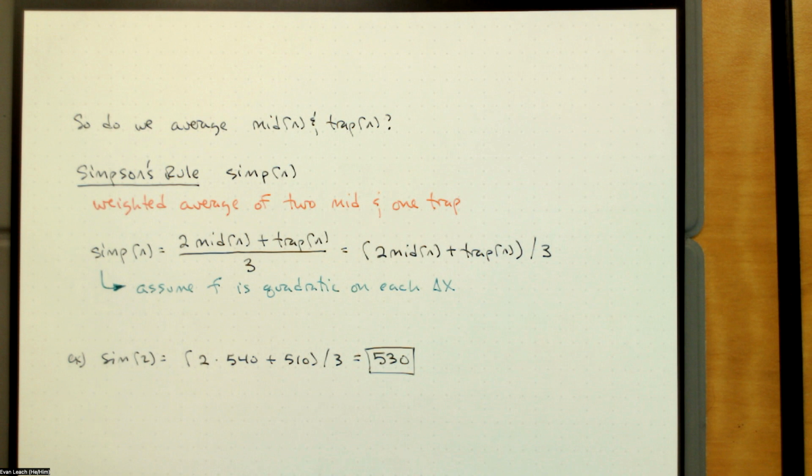Any questions? I also like this because it brings up the idea of a weighted average, which we don't talk about, I think, often.